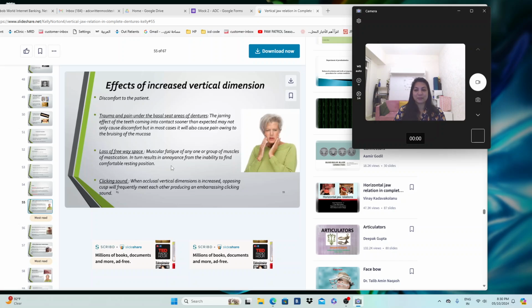But that's true. Clicking sound. When the occlusal vertical dimension is increased, opposing cusps will frequently meet each other and produce an embarrassing clicking sound. Like this.